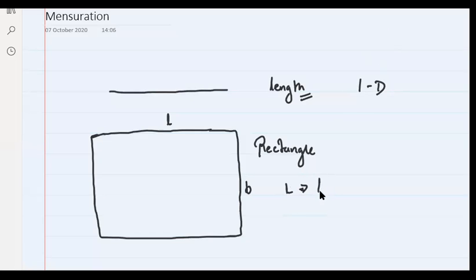Length and breadth. So tell me, if we talk about this figure, is it one dimension or two dimension? Two dimension.